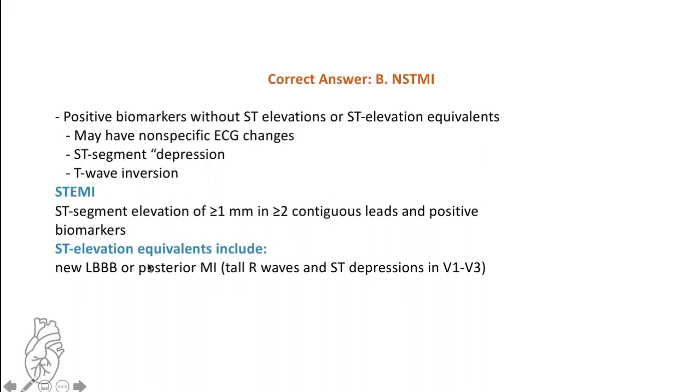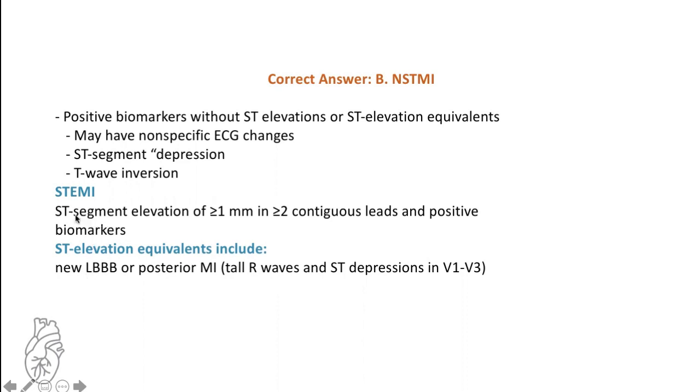ST equivalent means either a new left bundle branch block or a posterior MI. As we said, a tall R wave in V1 to V3 with ST depression would indicate this is equivalent to ST elevation, those two things. If there is a new left bundle branch block with the positive biomarkers, this is MI.